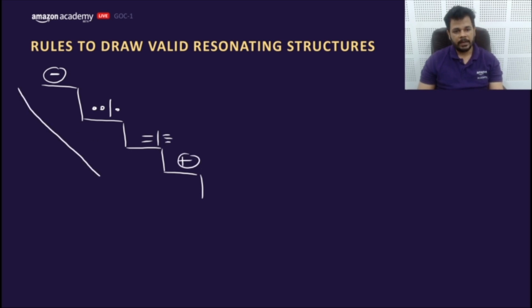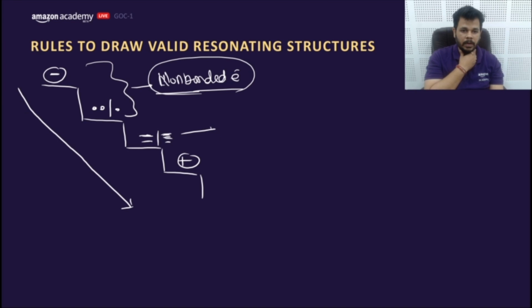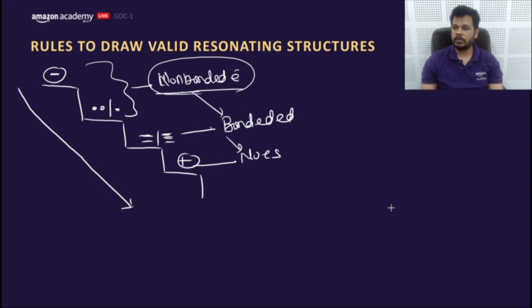Electron flow would be like this. Negative charge and lone pair or radical. These two represent what? Non-bonded electrons. Non-bonded electrons are relatively more free compared to the double bond or triple bond electrons, which are bonded between two central atoms. So these are bonded electrons, and this shows no electron. So electron flow would be non-bonded to bonded to no electrons.